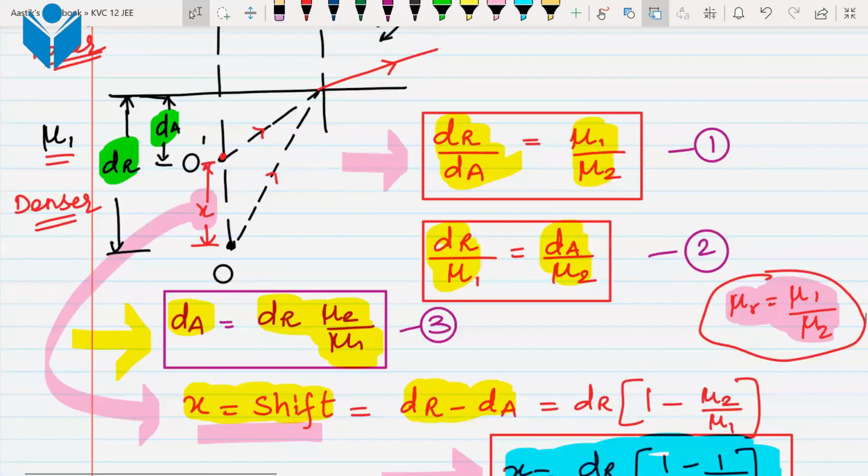Do you see this formula that has come on your screen now? Do you remember this? Real depth over apparent depth is equal to mu1 by mu2. Do you see this? Yes, sir. Real depth and apparent depth. This real depth is nothing but actually your u, the distance of the object. This apparent depth is nothing but your v. Do we understand this?